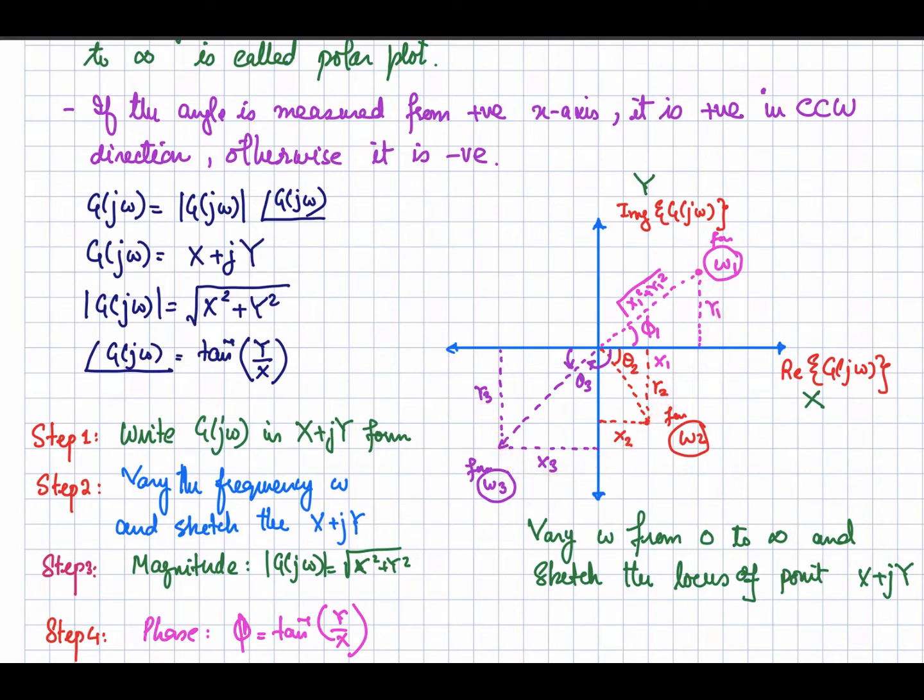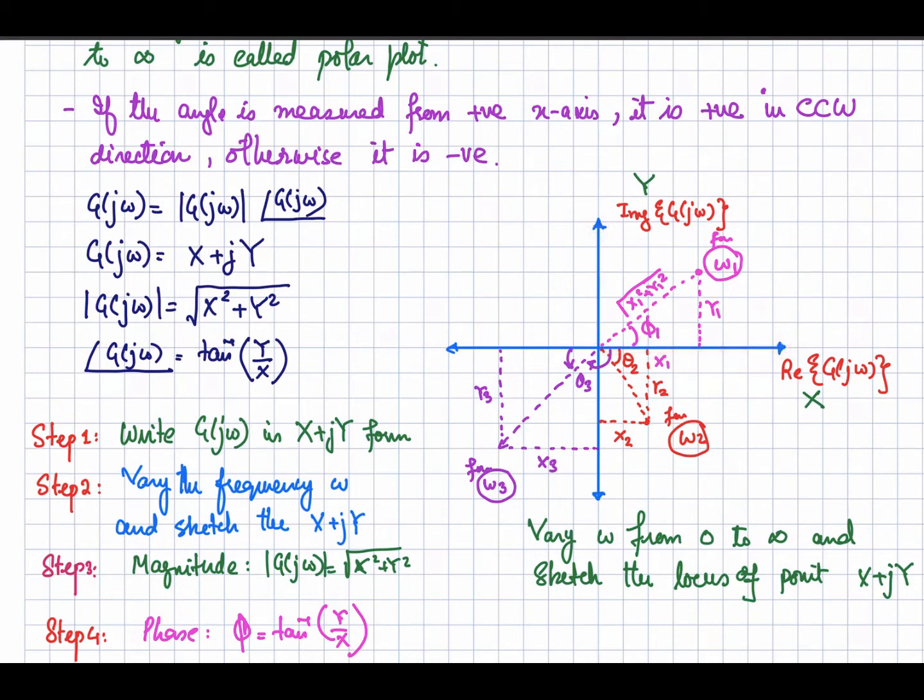So in order to get the polar plot of the transfer function, first of all you will have to determine the sinusoidal transfer function, which you get by replacing s with j omega in the transfer function in the S domain. Then you will represent your transfer function G of j omega in real and imaginary parts, and then you will vary the frequency omega and sketch the variation in the real and the imaginary part over the polar coordinates, taking the real part on this axis and the imaginary part on this axis.